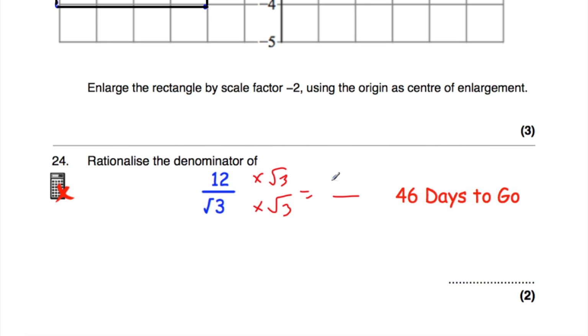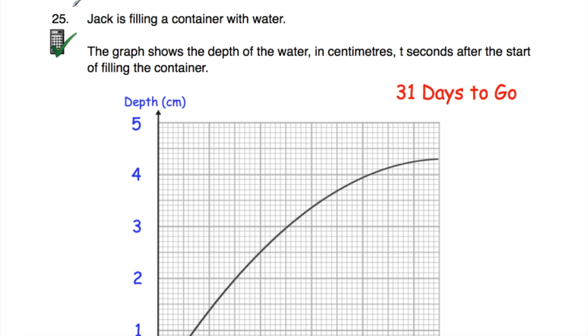So 12 times root 3 is 12 root 3. And on the bottom, root 3 times root 3 is 3. So you've got 12 root 3 over 3. Now 12 divided by 3 is 4, so that'll be 4 lots of root 3. And that's it, 4 root 3. We've rationalised it. Okay, let's have a look at question number 25.